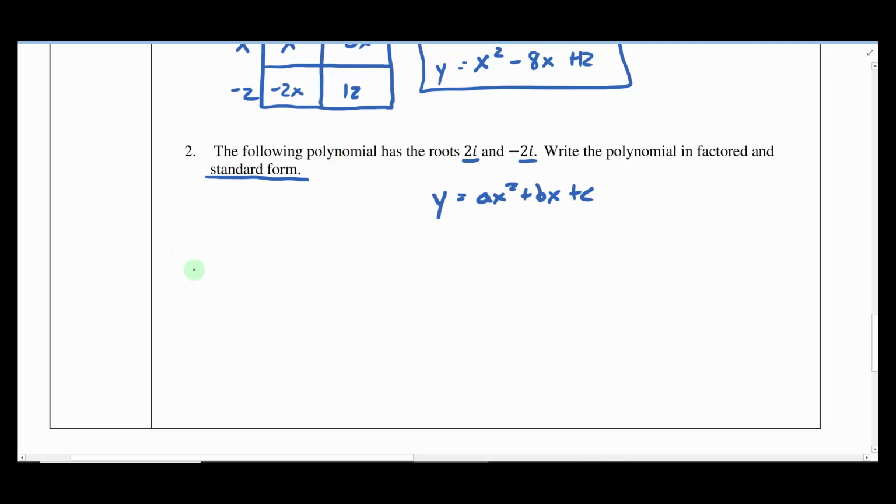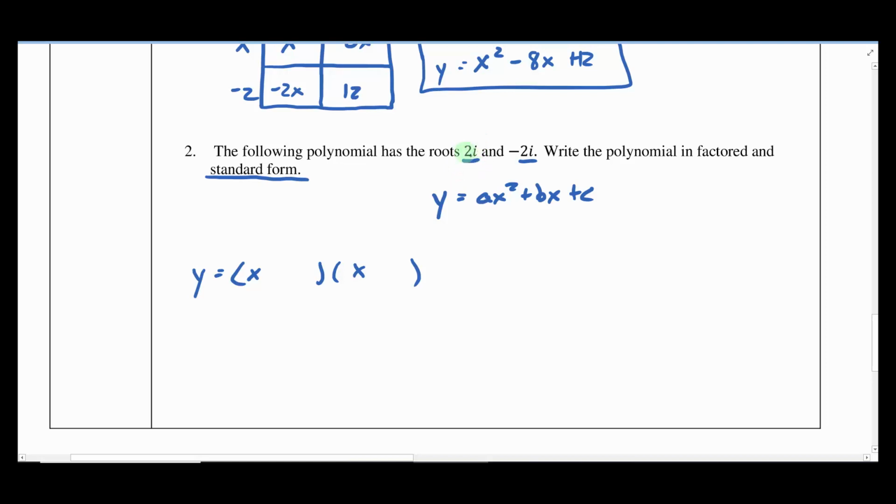But we can start off with something that looks like this, right? Where we have our two factors, because we have two roots, so we should have two factors. And we can write a factored form much easier than we can a standard form. So if we can get into factored form first, then we can use our box to get into that standard form.